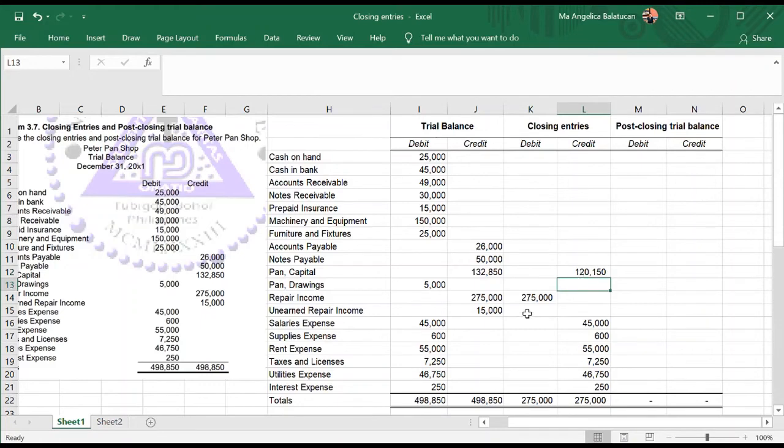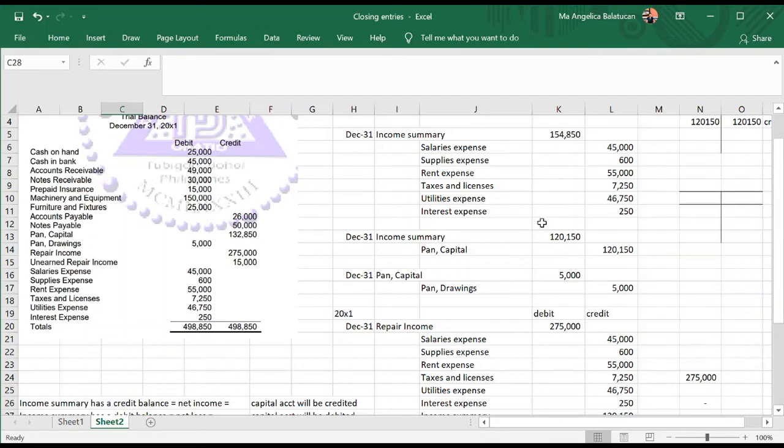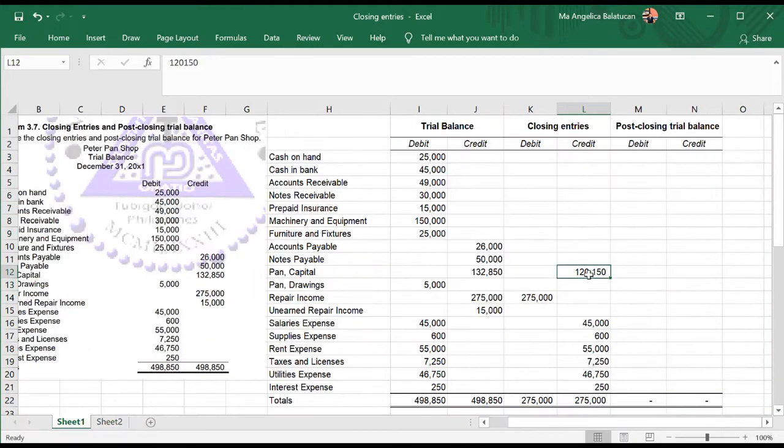Okay, why do we credit 120,150? As you can see here, if there is income, we're going to credit the capital. So we credit here the capital, and the next step is we're going to close the drawings. Remember, this is a debit balance, so you're going to credit it, and the debit would be to the capital. Okay, so as you can see, the debit and credit columns are balanced.